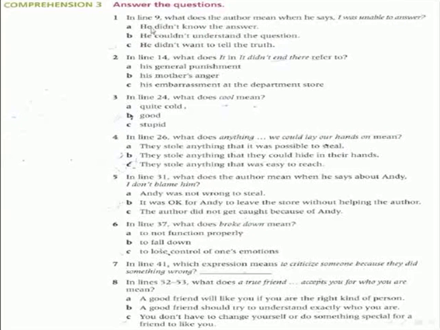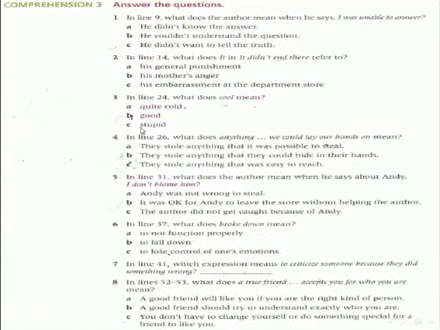All right. Okay. 2. In line 14, what does it in it didn't end there refer to? Pronoun it. What does it refer to here in line 14? If we go back, line 14 here, it didn't end there. It, this one. What do they mean by it here, this pronoun? Choose. A, B, or C. Actually, it's A.